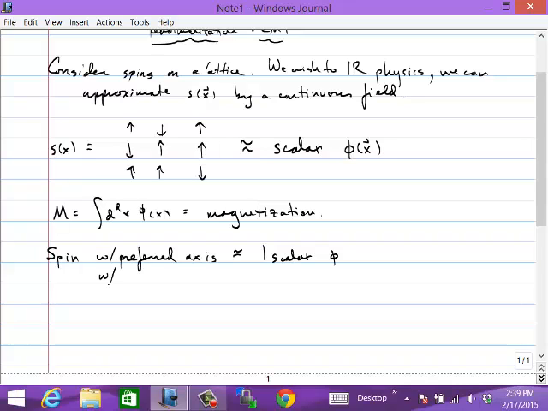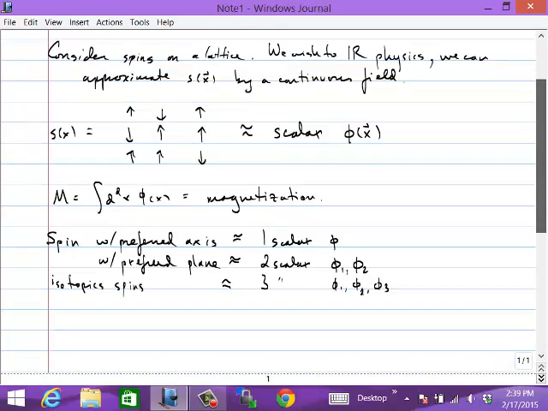If you have a spin which can point in two possible dimensions, which would be some sort of system where you have a preferred plane rather than a preferred axis, you would describe that in terms of two scalars, phi 1 and phi 2. Or if you have isotropic spins, spins that can point in any direction, then you would describe that by three scalar fields, phi 1, phi 2, and phi 3. And in general, one of the models that we often study when we talk about spin systems is known as the O(n) model.